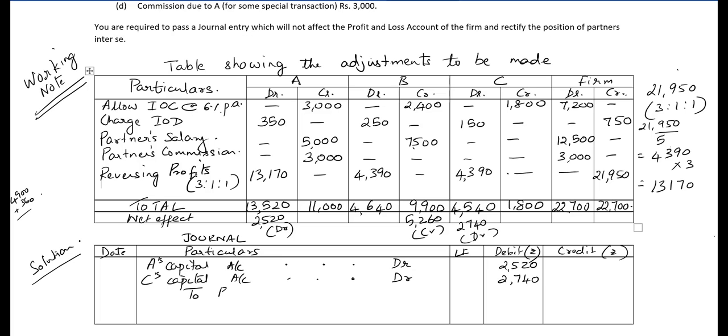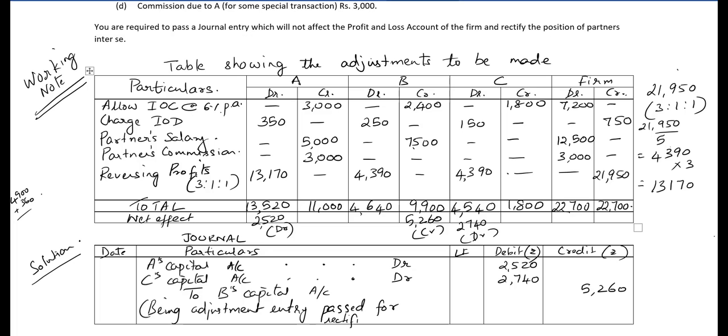To B's capital account, 5,260. And the narration being adjustment entry passed for rectification of errors.